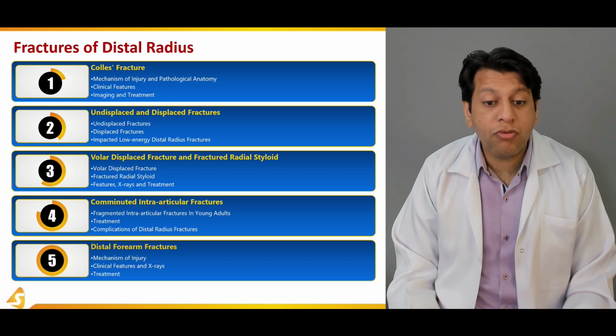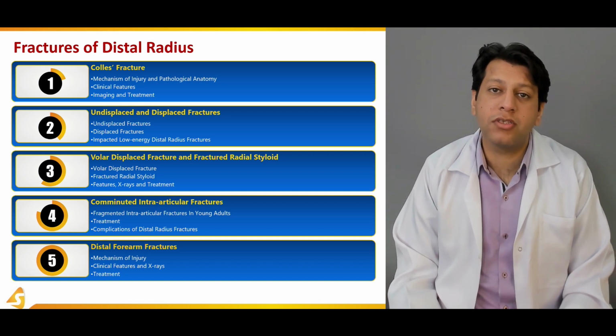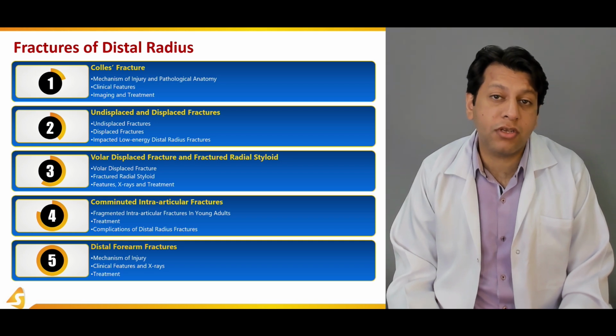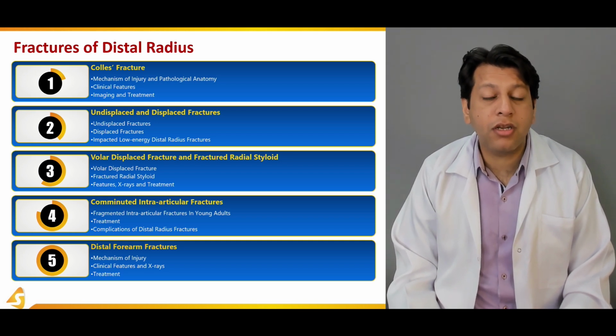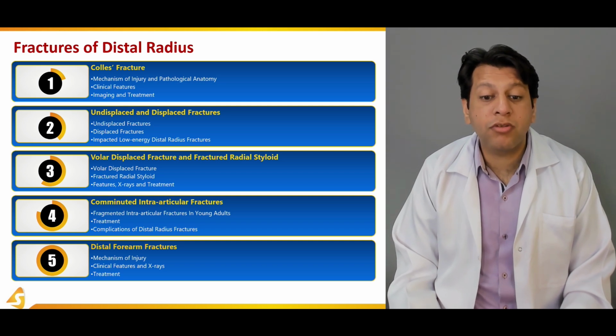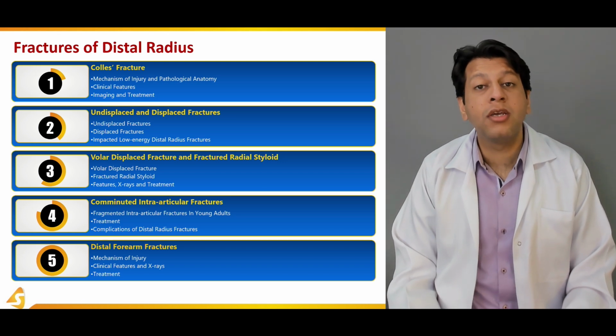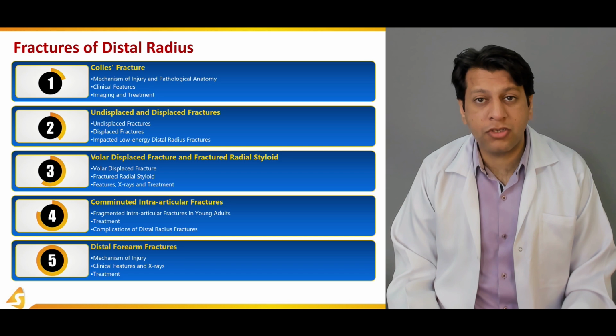And then lastly, we'll be discussing the distal forearm fracture, that is the fracture of the metaphyseal or metaphyseal-diaphyseal area of both the radius and ulna, especially in the case of children. We'll be discussing their mechanism of injury, their clinical features and x-rays, especially certain fracture types and patterns such as Salter-Harris fractures, especially type 2, greenstick and torus fractures in children.